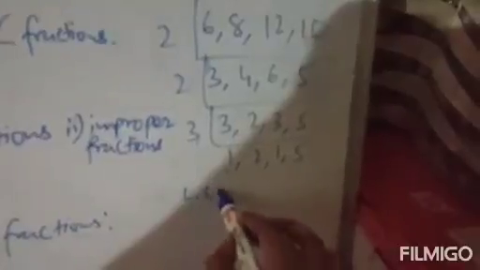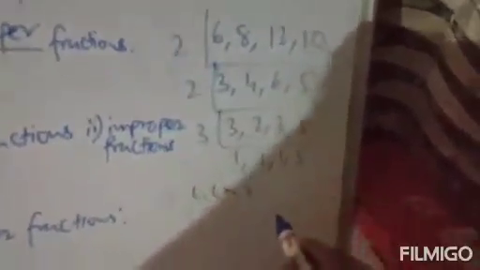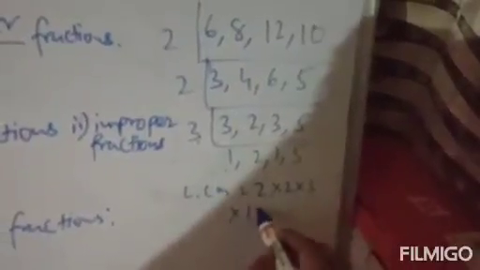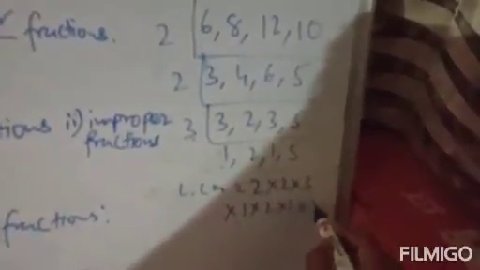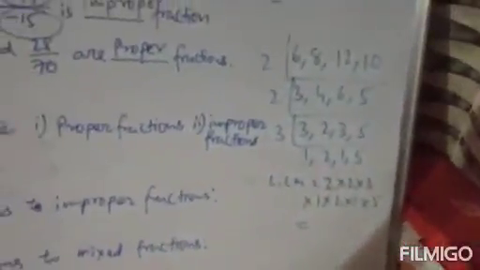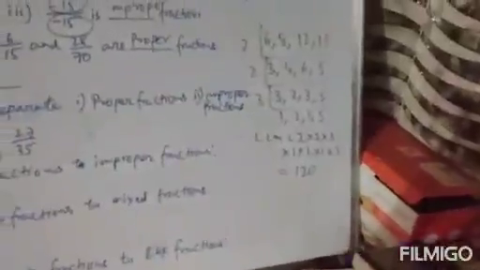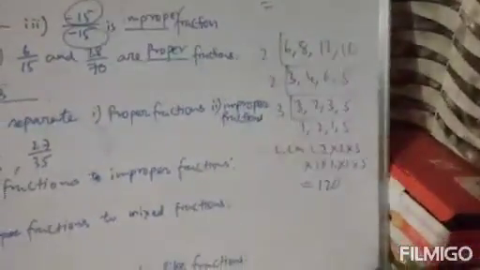So your LCM will be, just multiply all these numbers. So 2 into 2 into 3 into 1 into 2 into 1 into 5. So your LCM will be 2 2s are 4, 4 3s are 12, 12 2s are 24, 24 5s are 120. So your LCM will be 120. Just remember that the LCM is 120.